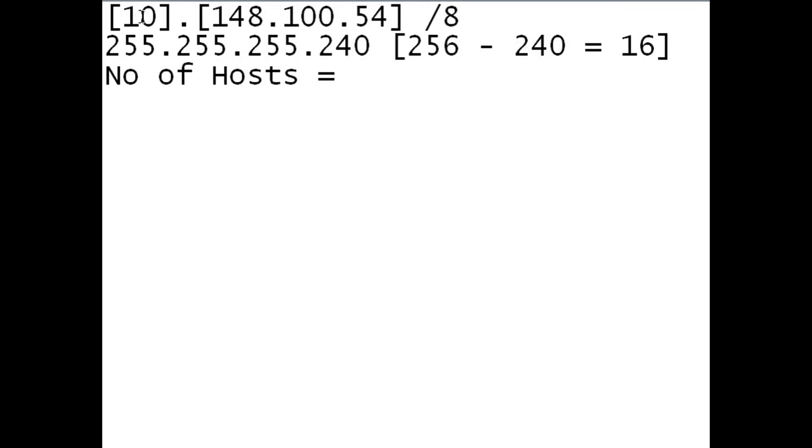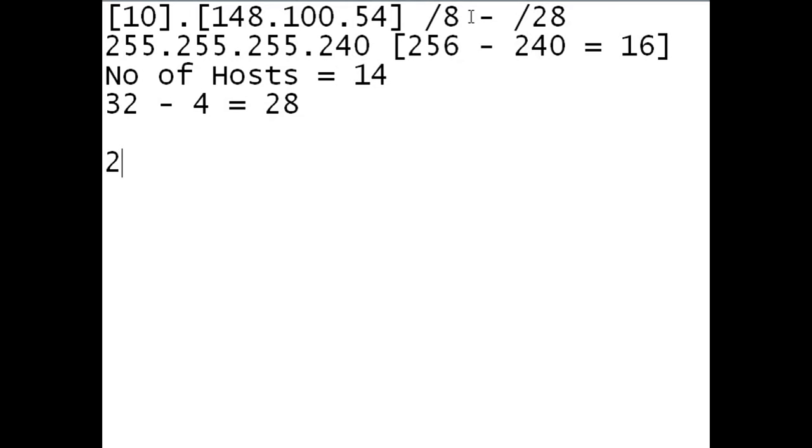So 4 host bits. Initially it was 8, now it is not 8. Let's calculate: 32 minus 4, that is 28. So now it is /28. Initially it was /8, now it is /28. So how many bits have you borrowed? You have borrowed 20 bits. So you can create 2 to the power 20 subnetworks.